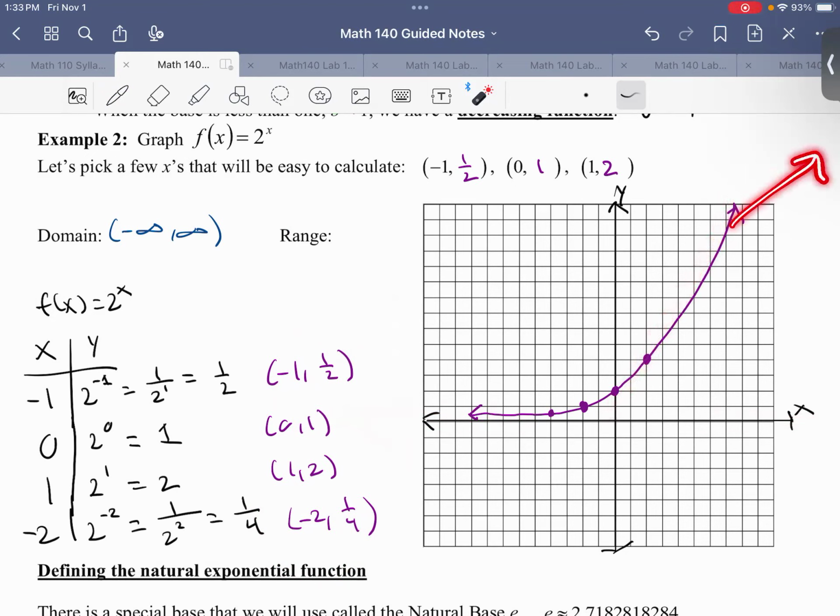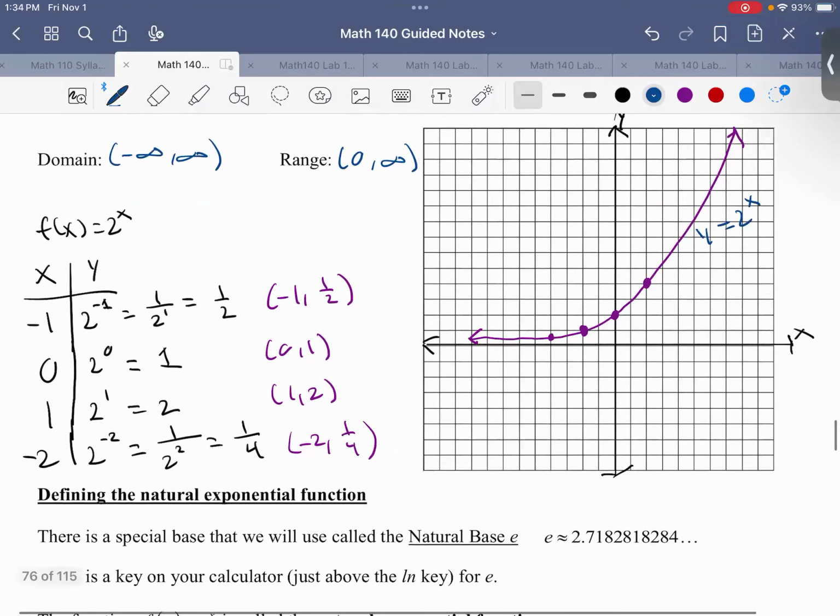Nothing's going to stop us there. But we really can't pass this threshold on the x-axis. So 0 would be that barrier that we can't cross. So our range would still be, as in our previous examples, 0 to infinity. Okay, so this is the graph of y equals 2 to the x.